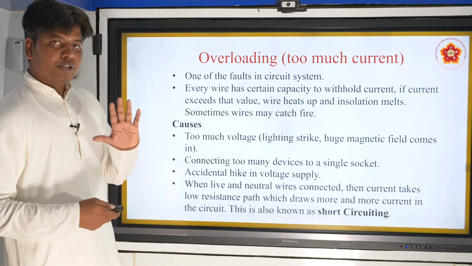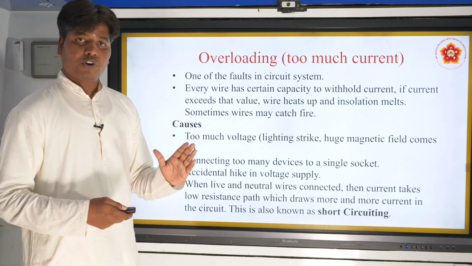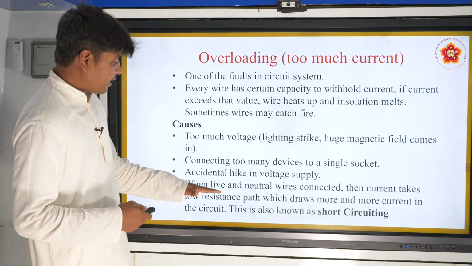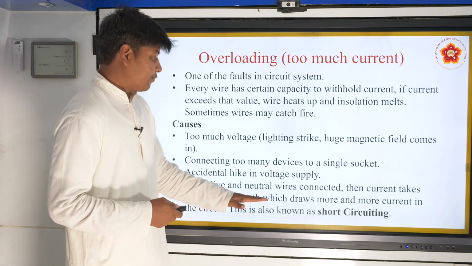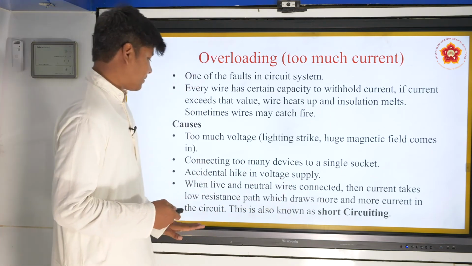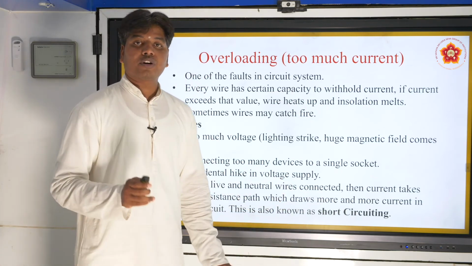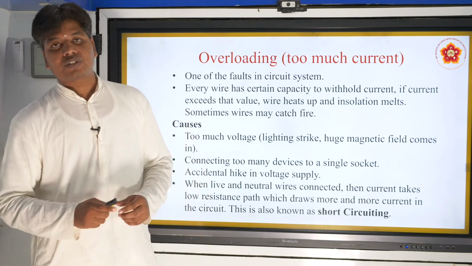Now the third, more important cause of overloading is when the live wire and neutral wire are connected, then the current takes a low resistance path which draws more and more current in the circuit. This is also known as short circuiting. What is short circuiting?